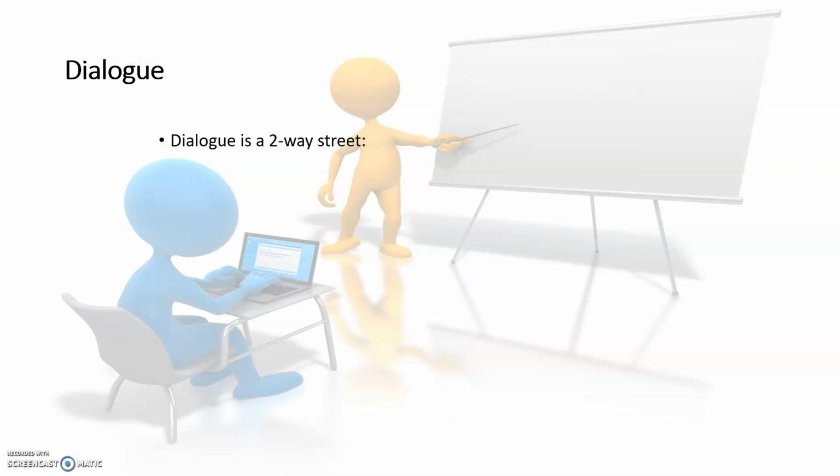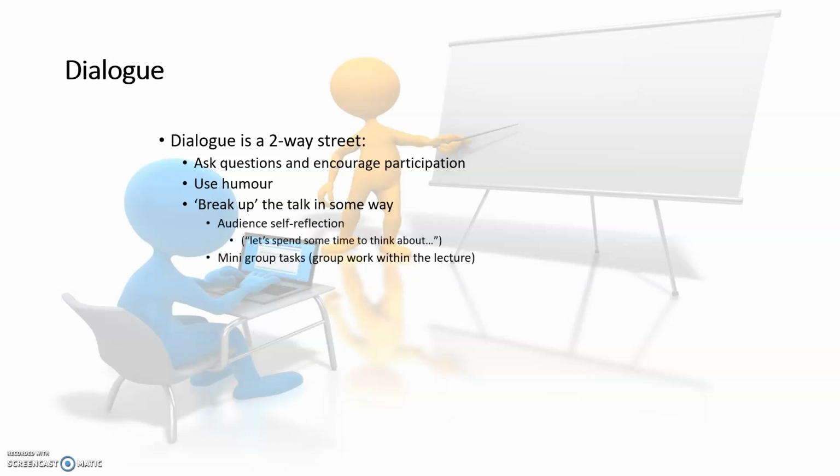When we talk about dialogue, it's a two-way street. Information is given and information is received. One natural and easy way to do this is to ask questions. It's also useful to use humor to keep your audience awake, and break up the talk in some way, particularly if it lasts more than, say, 10 or 15 minutes. This can be done in several ways.